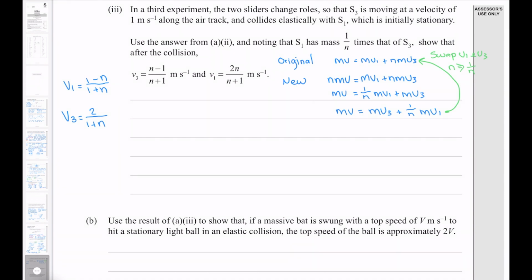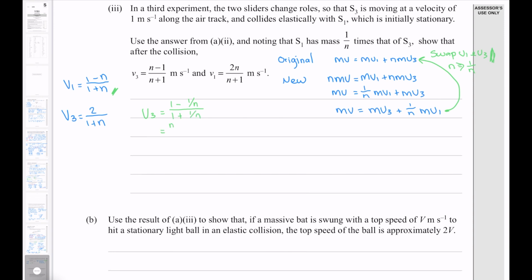So let's now take our V1 here. We're going to swap V1 for V3, as we have dictated here, and we're also going to change n for 1 over n. Multiply the top and bottom by n, which is precisely what we're trying to show.